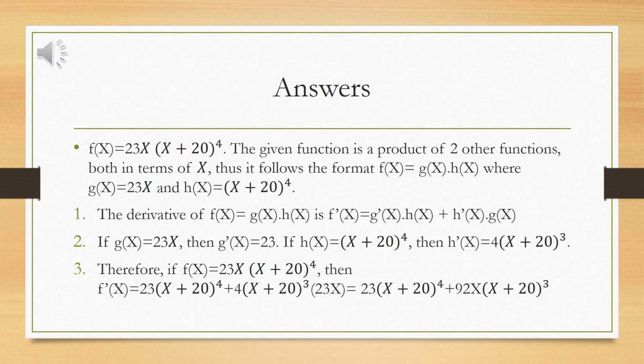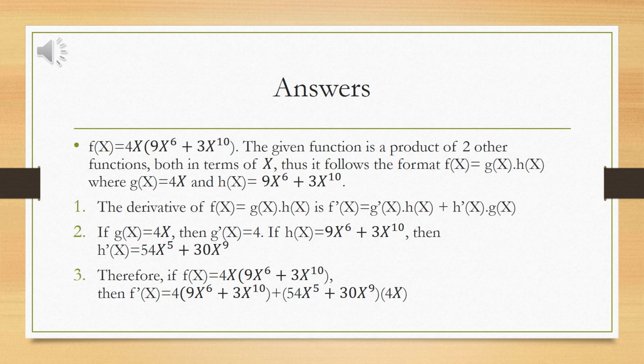Therefore, f prime of x equals 23 times x plus 20 to the power 4 plus 4 times x plus 20 to the 3 times 23x, which is 23 times x plus 20 to the 4 plus 92x times x plus 20 to the 3.